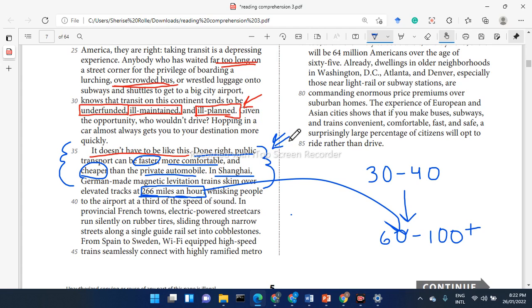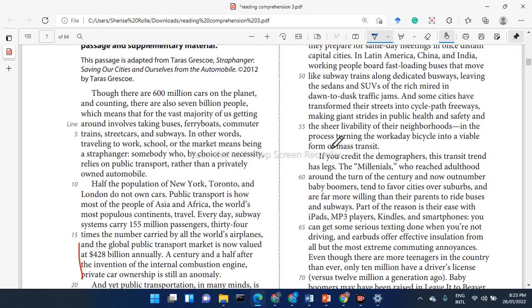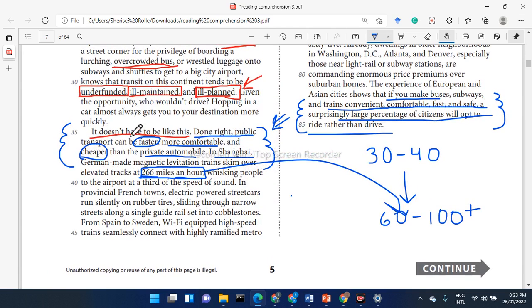How do I know that? Because they end with the same thing. They said, if you make buses and subways and trains more convenient, comfortable, fast and safe, a surprisingly large percentage of citizens will opt to ride rather than drive. So that's their main idea, their main point, and everything else builds on that point. That's what I would say is their thesis. It takes very long for them to get to it, though, but they hit it right there.